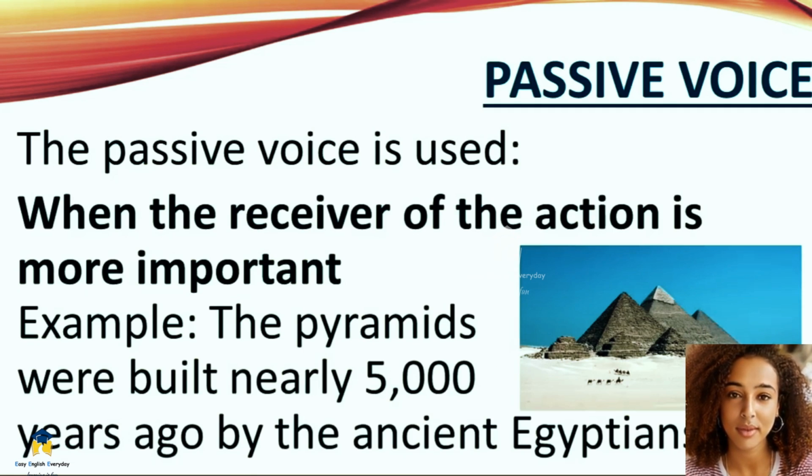The passive voice is also used when the receiver of the action is more important than the doer. For example, the pyramids were built nearly 5,000 years ago by the ancient Egyptians. We want to keep the focus on the pyramids.